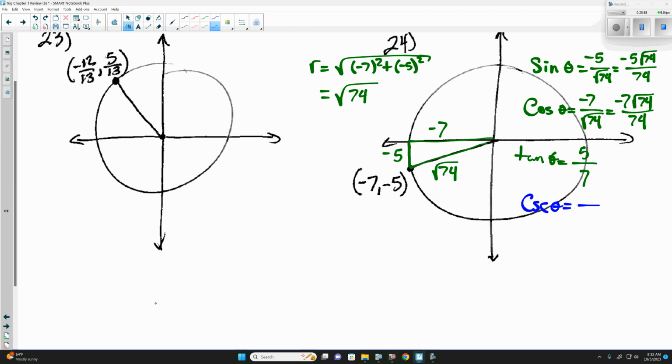Now, what was it before we flipped it and rationalized it? It was -5 over the square root of 74, yes? If I flip that, we get what? Negative square root of 74 over 5. Is the radical still in the bottom of a fraction? No, it's up in the top. I don't have to rationalize. It's done.